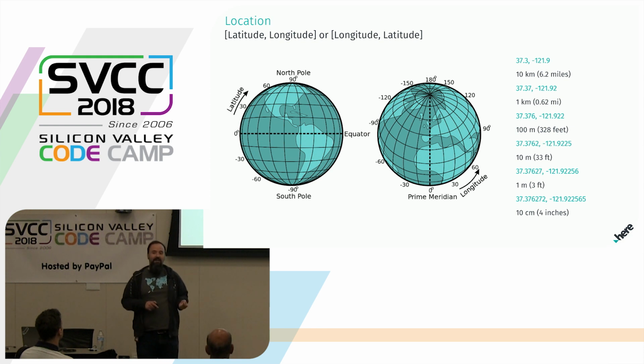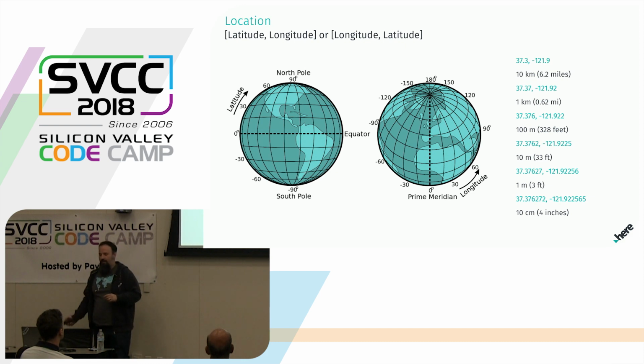Now that said, if you get back data that has that level of precision, it doesn't necessarily mean it's accurate, but it does mean it's precise. So you have to take that into consideration as you're looking at latitude, longitude, and what those values actually mean.